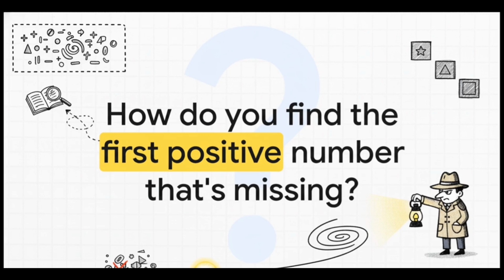So here's the central puzzle, right? Imagine you get a totally random pile of integers. You've got positives, negatives, maybe some zeros, all mixed up. Your mission is to find the smallest positive number that isn't in that list. Sounds simple enough, but the crime scene is always a bit messier than it looks.